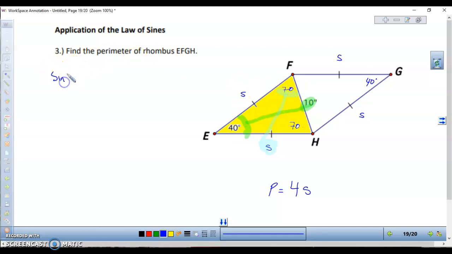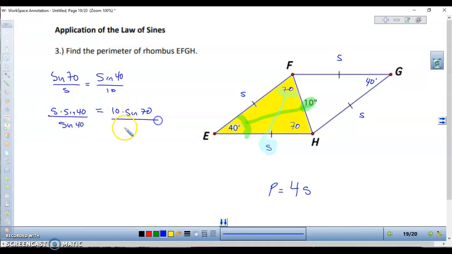So I would just say the sine of 70 divided by s is equal to sine of 40 divided by 10. When I cross multiply, I'm going to get s times the sine of 40 is equal to 10 times the sine of 70. Then I'll divide both sides by the sine of 40. And I get that s, or the side length, is 10 times the sine of 70 divided by the sine of 40.